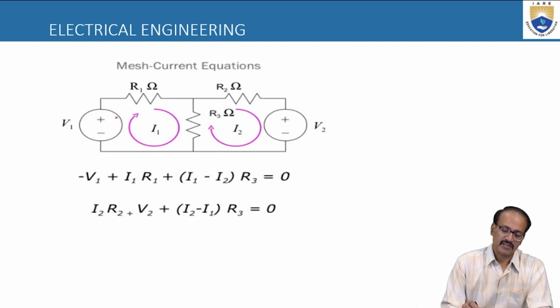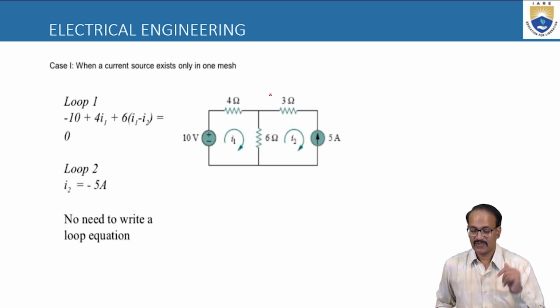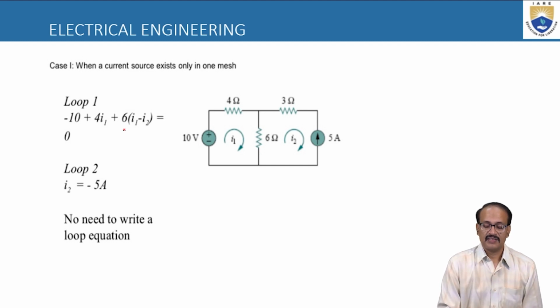In this direction, when I observe a negative sign, I will write minus V1, the source in the first loop. Similarly, if I go in the second loop, I can observe plus V2. So plus V2 and R3. I am referring to the second loop, so I will write I2 minus I1 and R3 into I2. So done this technique.